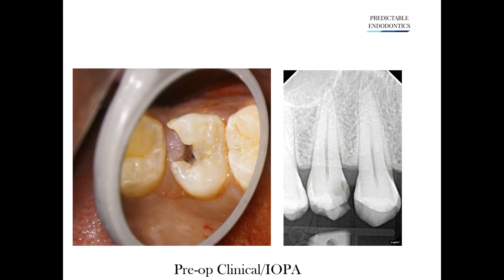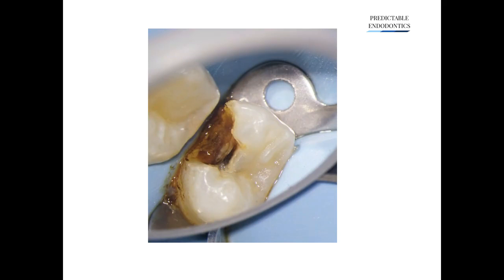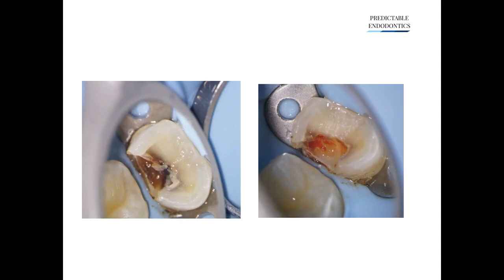Another case to sequentially explain whatever we have discussed so far. What you're looking at is the preoperative clinical image and radiograph showing caries on the mesial surface of the maxillary second premolar. That's the clinical picture. The tooth de-occluded, caries removed, tracing down to the pulp chamber. We can see the bleeding spot here.